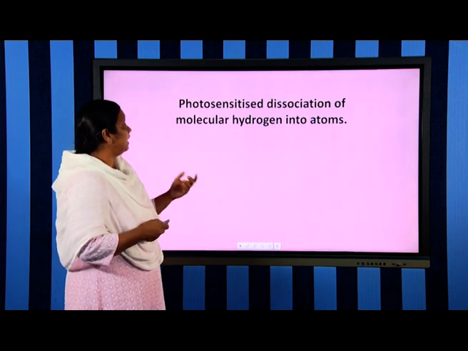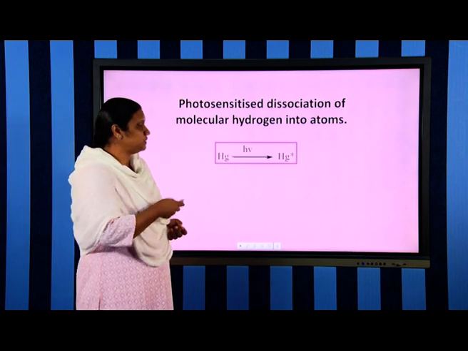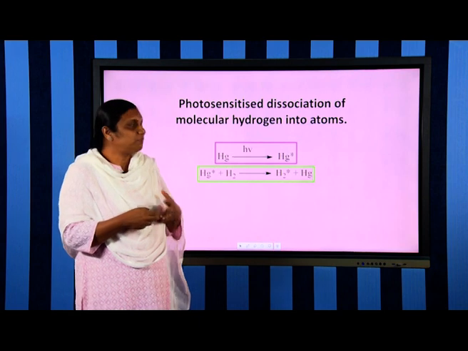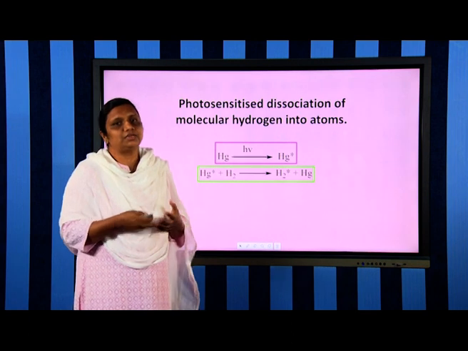And when we look at the dissociation of molecular hydrogen into atomic hydrogen, what happens? You have mercury, which is the photosensitizer there or the donor species. Mercury gets excited by absorption of light, and then the excited mercury transfers the energy to hydrogen molecule. Now, why do we need this donor? It is because hydrogen does not have the capacity to absorb light of that particular energy. So, we take the help of mercury to make hydrogen excited.